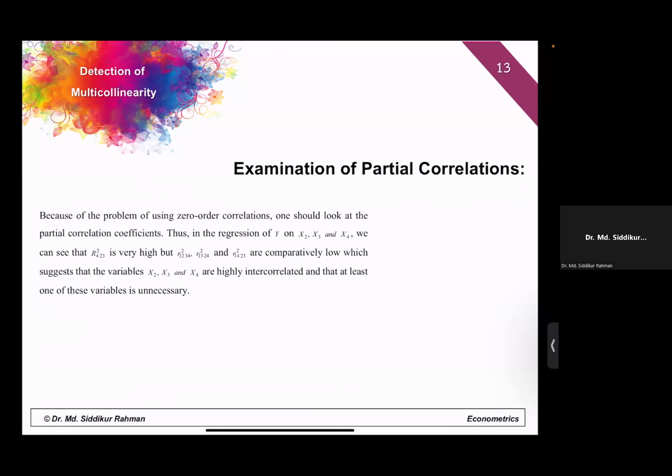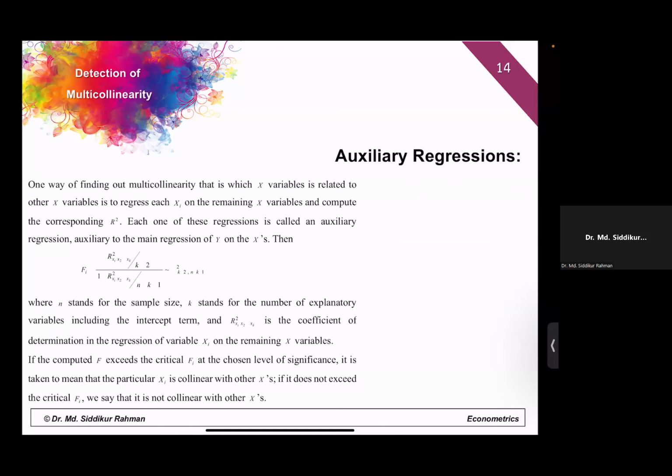You can also examine the partial correlation to detect the multicollinearity problem in your data sets. You can use the auxiliary regression as well, taking help from it to detect multicollinearity in your data sets. This next one is very important, so I will focus on it.